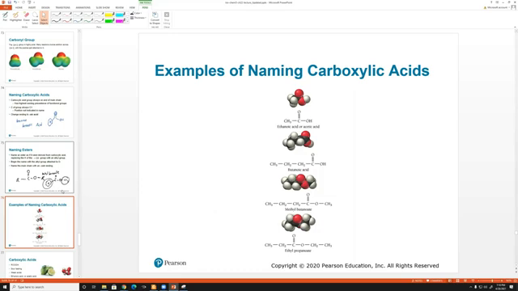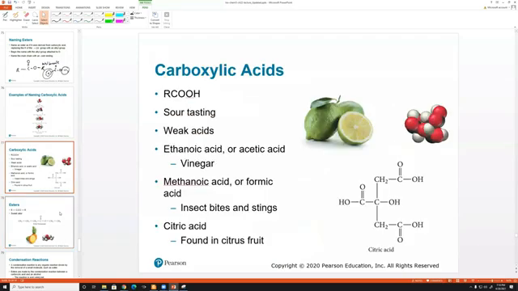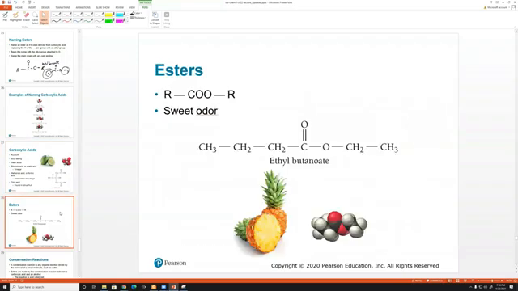Examples of naming esters, and we went through this already, but here's methyl butanoate and ethyl propanoate. Carboxylic acids are weak and sour tasting: vinegar, formic acid, which is in ants and some wasps, and citric acid in fruit. They're a lot of the organic acids that we consume. Esters have a sweet odor like pineapple, things like that.